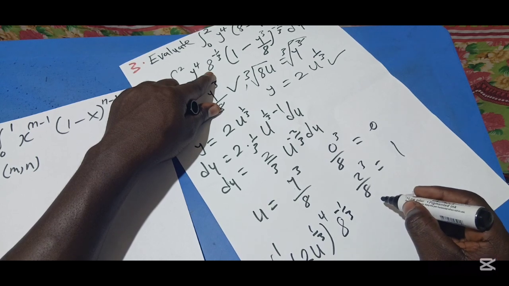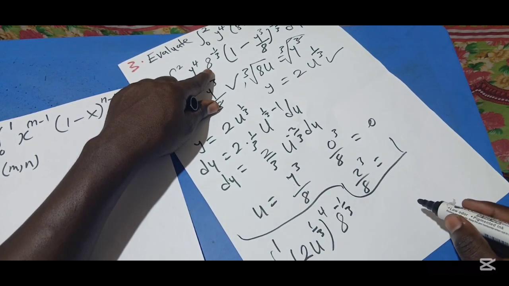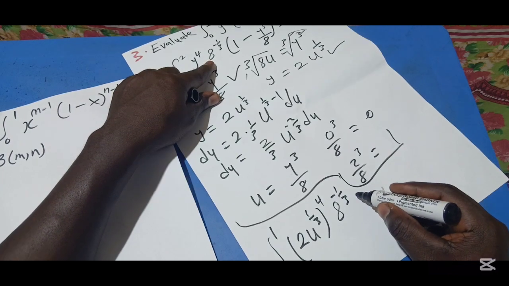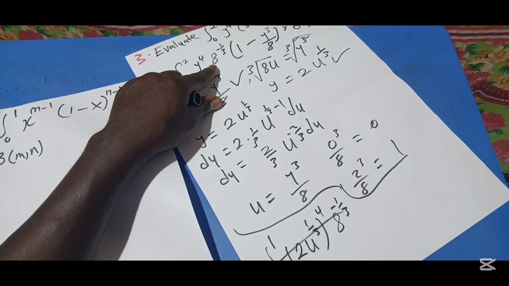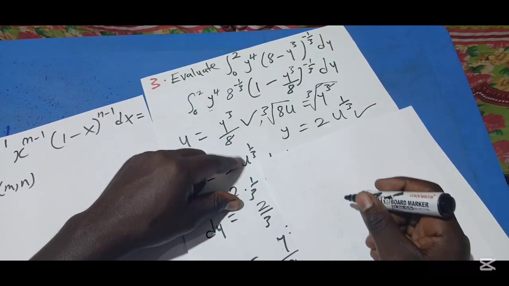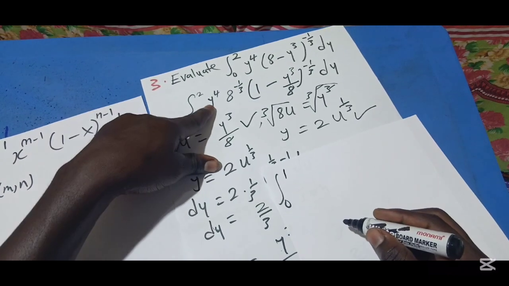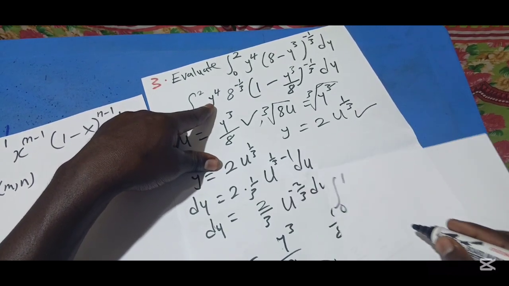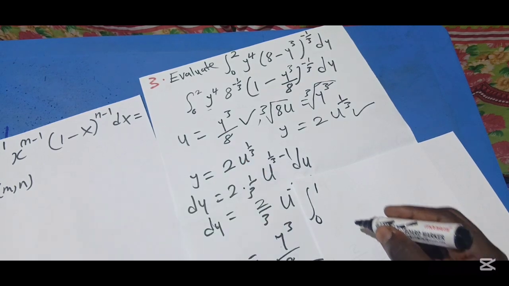I think this is actually going to affect my work here. So a to the power minus 1 on 3. Let me write this again. So we have the integral from 0 to 1 of y to the power 4, and for y to the power 4, we said that y is 2u to the power 1 on 3.